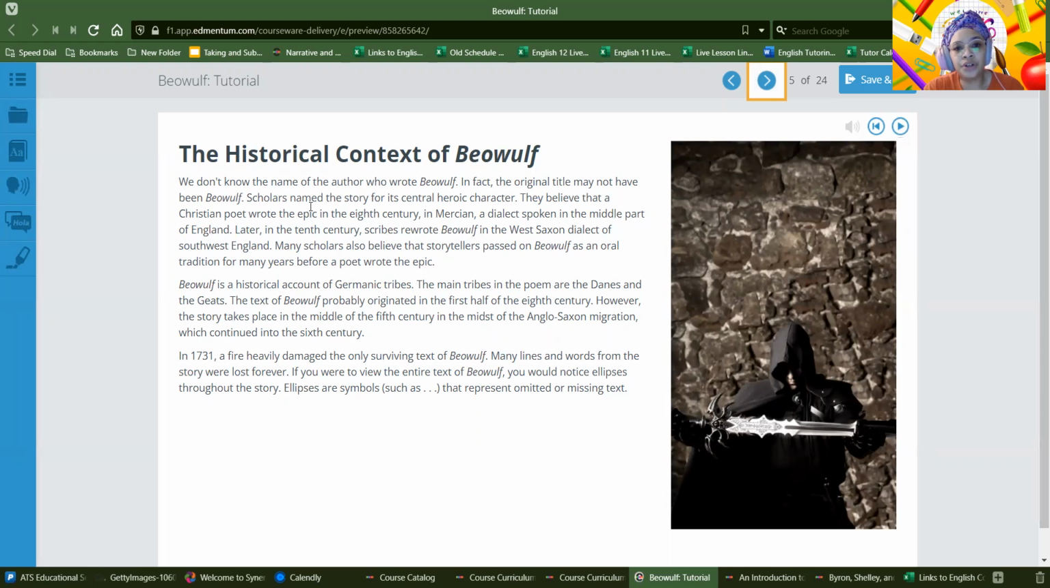It's a historical account of Germanic tribes, as it says here in this second paragraph. It's supposed to be a story about a famous warrior that was part of the Danes.